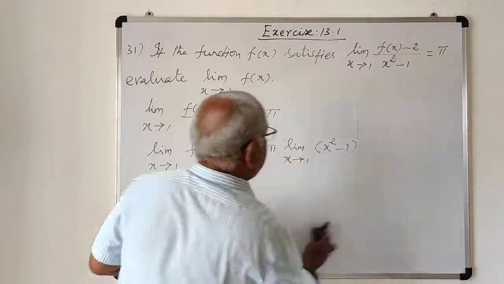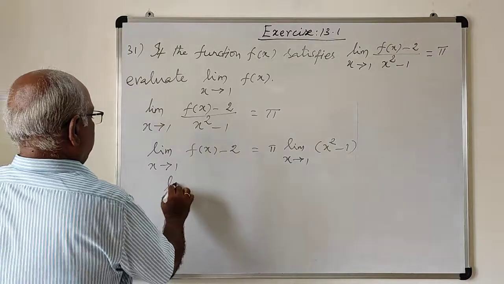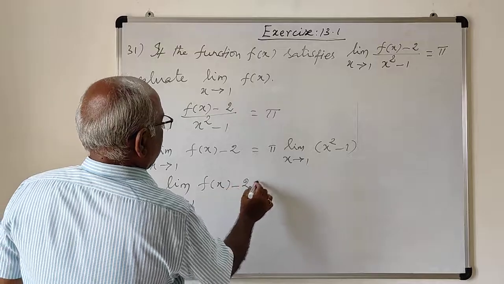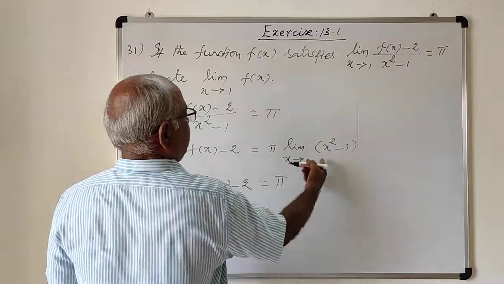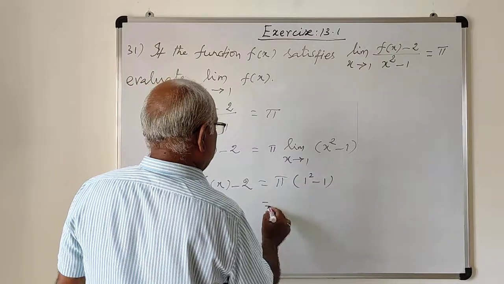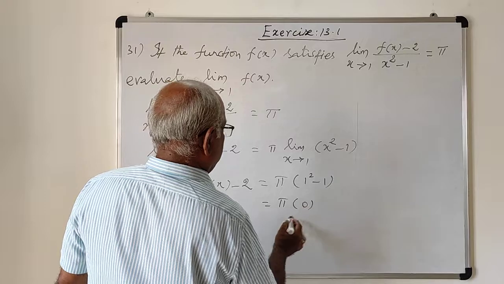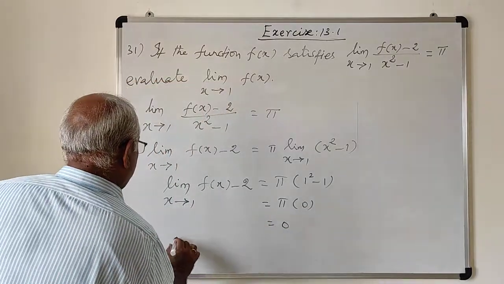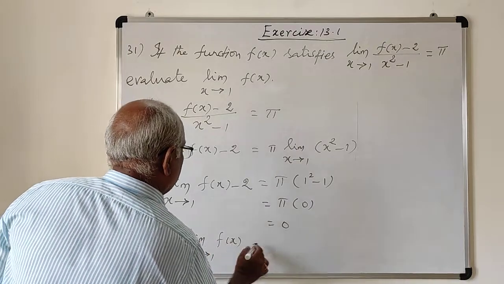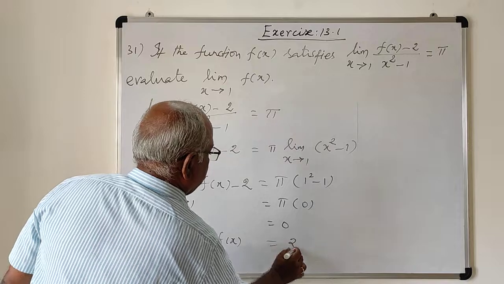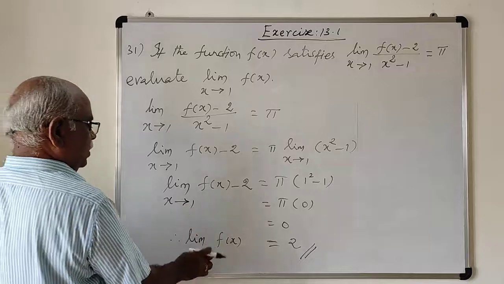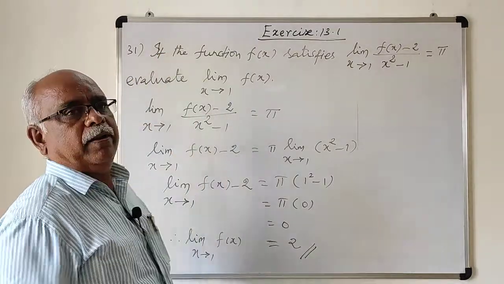Applying the limit on the right hand side, the limit as x tends to 1 of f of x minus 2 equals pi into the limit as x tends to 1 of x square minus 1. Apply the limit for x: 1 square minus 1 is 1 minus 1, which is 0. Pi into 0 is 0. Therefore, the limit as x tends to 1 of f of x equals, bringing the minus 2 to the right hand side, plus 2. That's all about the answer. The limit as x tends to 1 of f of x is 2. That is problem 31.